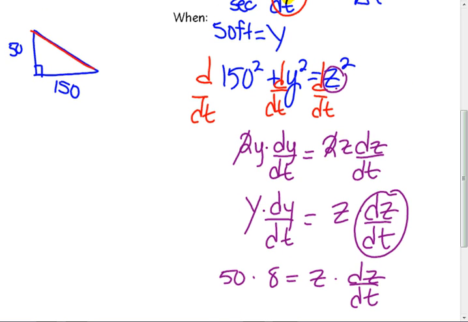Now, you do know what z is. And some of you will do just Pythagorean theorem, and that's fine. 50 squared plus 150 squared equals z squared. And so you could say z is equal to the square root of that mess.